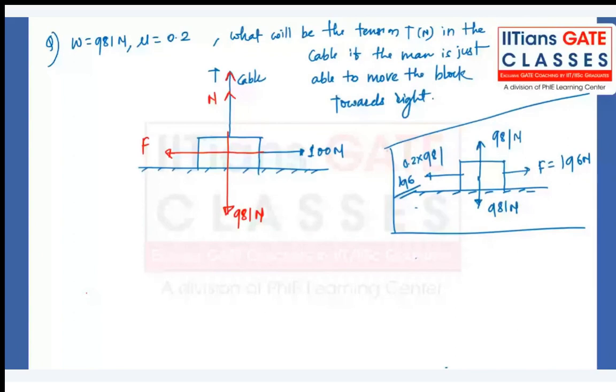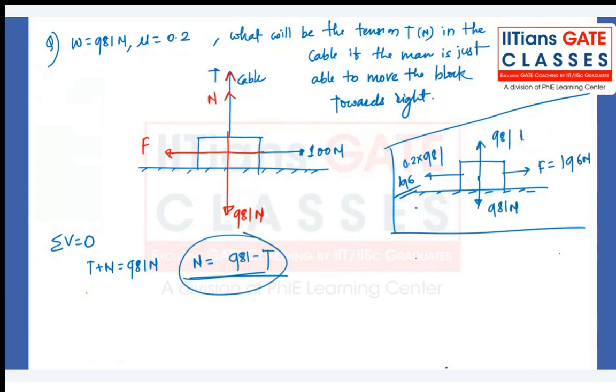Let me explain when I calculate the value of frictional force in this case. So what is the value of N? If you do the summation of all vertical forces equal to 0, T plus N equal to 981 Newton, right? And what is the value of N here? Normal reaction. It is not 981. It is 981 minus tension in the string. This is the difference. Normal reaction was 981, here it is 981 minus tension. So as you increase the tension, the normal reaction will go on reducing. So that's how the cable is helping us to move the block easily towards right.